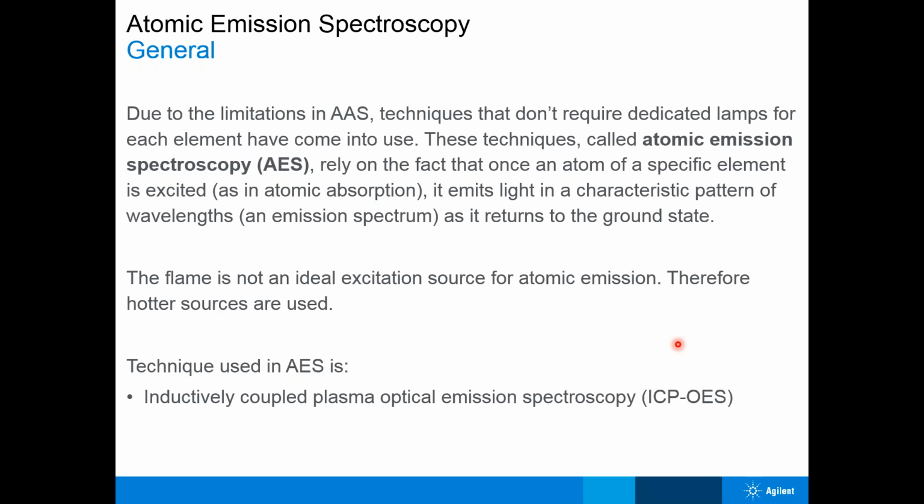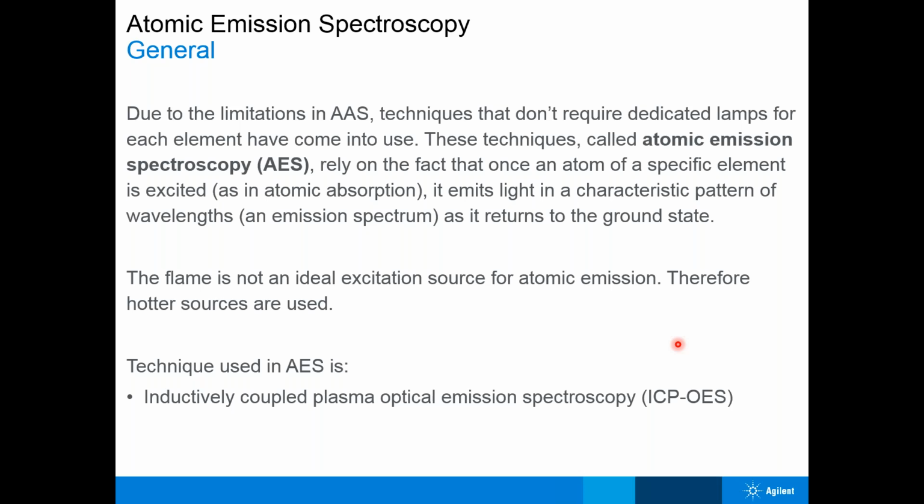the limitations of the AAS. Basically, when we talk about the AAS, it is a sequential technique, and you can do sequential analysis. It means one after another. The use of the hollow cathode lamp is also a limitation of the AAS. When we talk about atomic emission techniques, this technique relies on the fact that once an atom of a specific element is excited, it emits light in a characteristic pattern of wavelengths as it returns to the ground state.